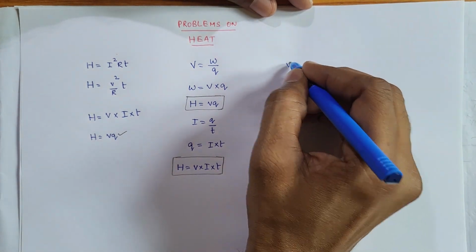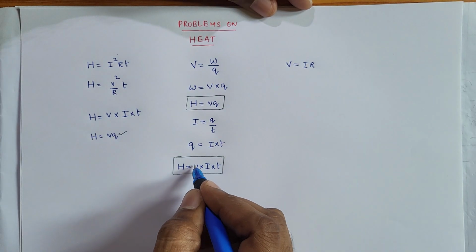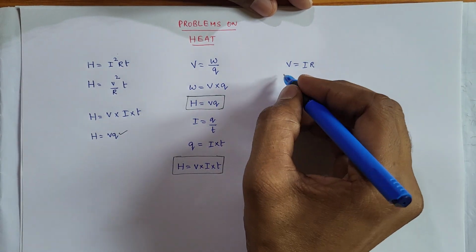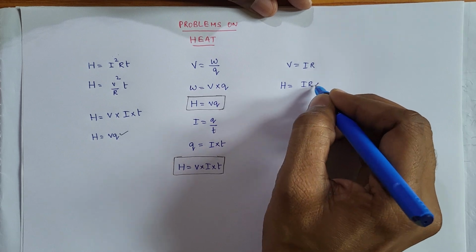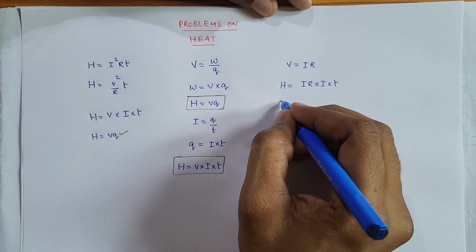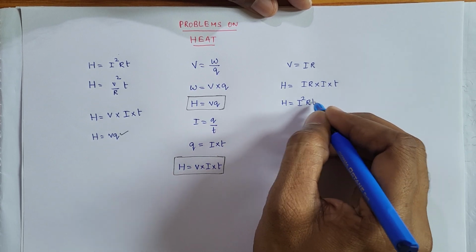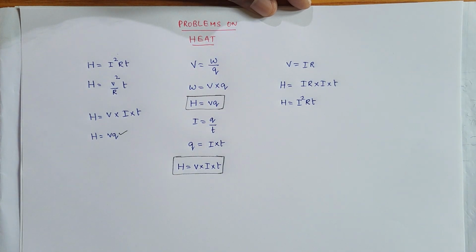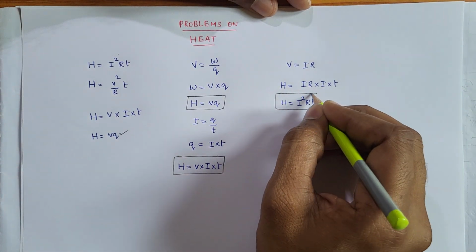Now, from Ohm's law, what is V? V is equal to I into R. In place of V, if we write I into R, then we are going to get H is equal to IR into I into T. So IR into I is going to be I square into R into T. So we got one more formula. H is equal to I square into R into T.